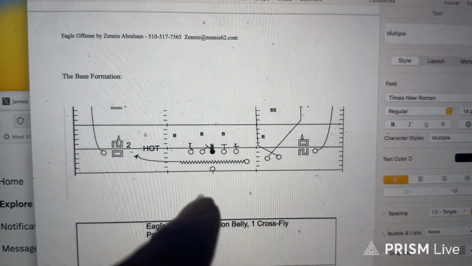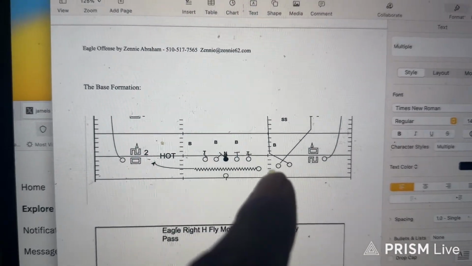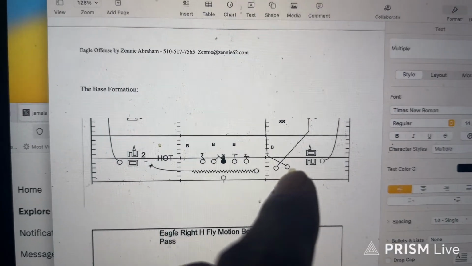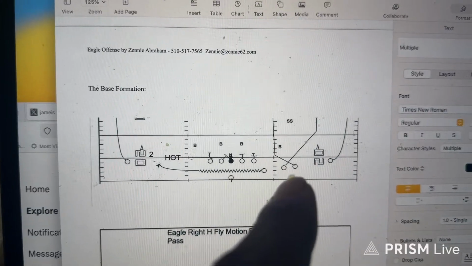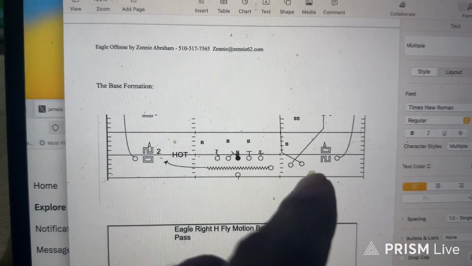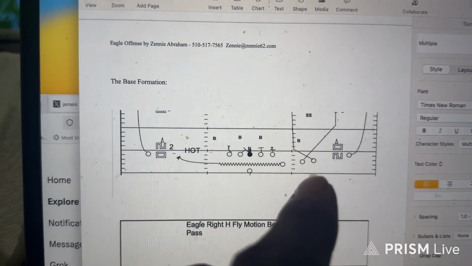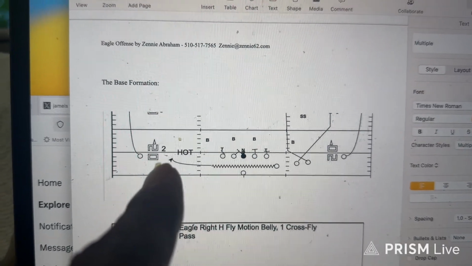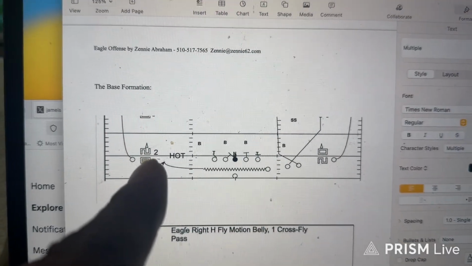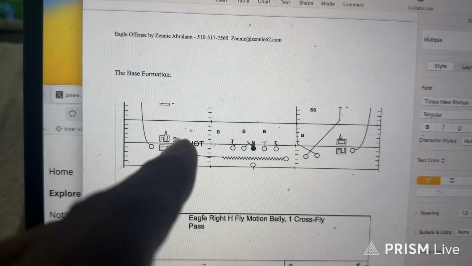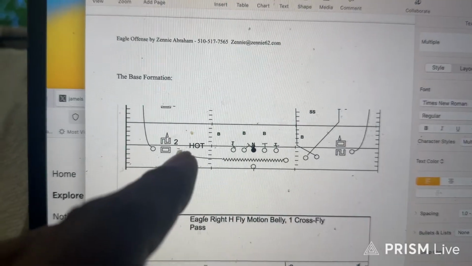So the idea is to prevent the use of zone, force man-for-man coverage, and establish a number of situations where receivers are wide open because they are either single covered, or in this instance, which would happen, there will be a moment where there's no one around the receiver at all.